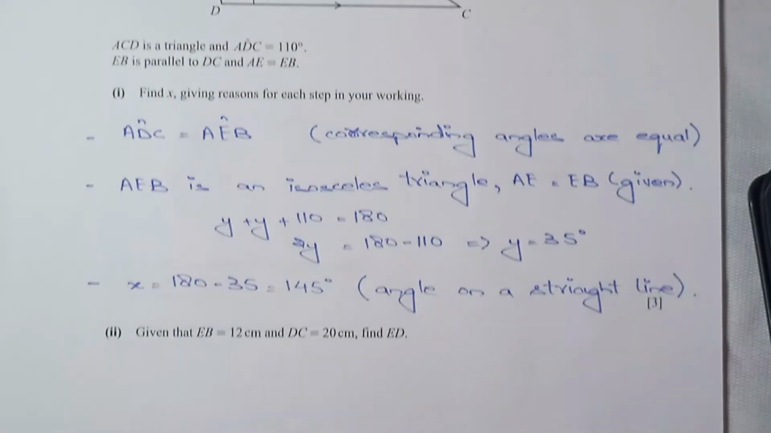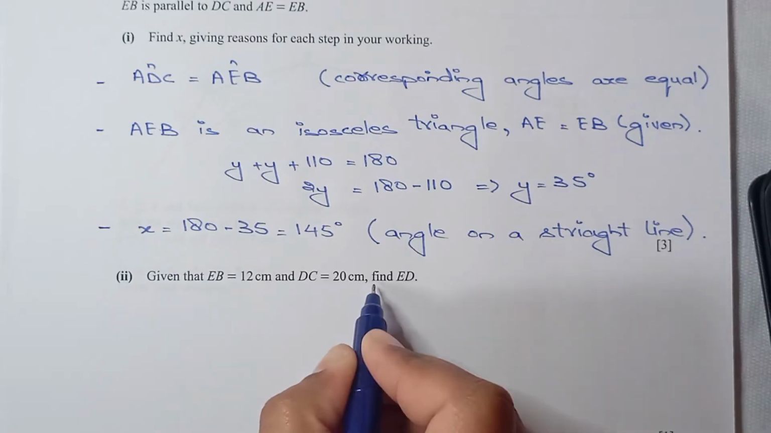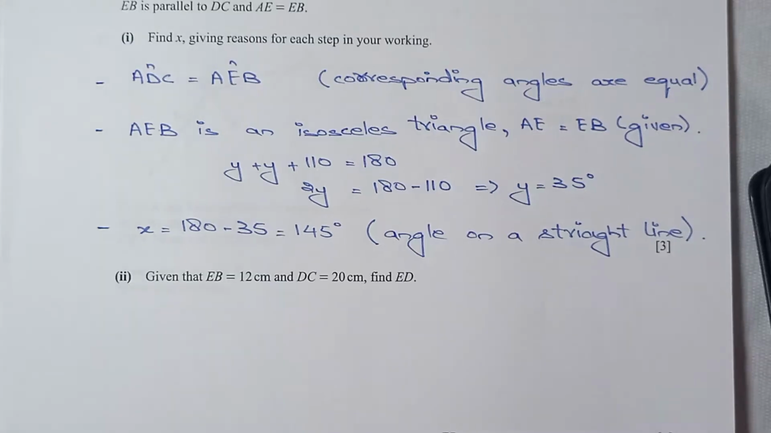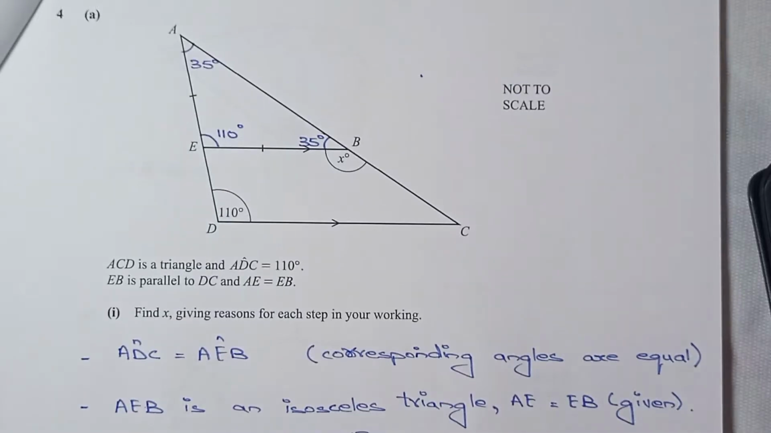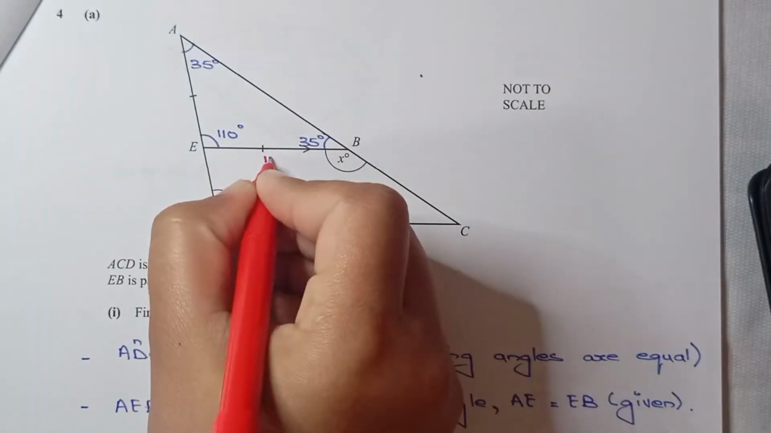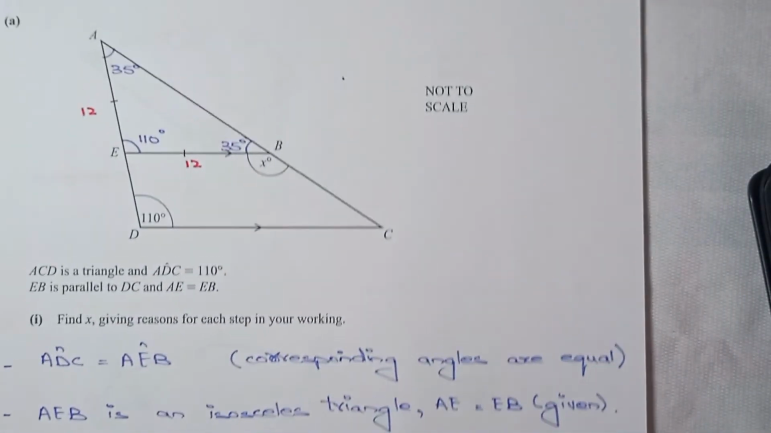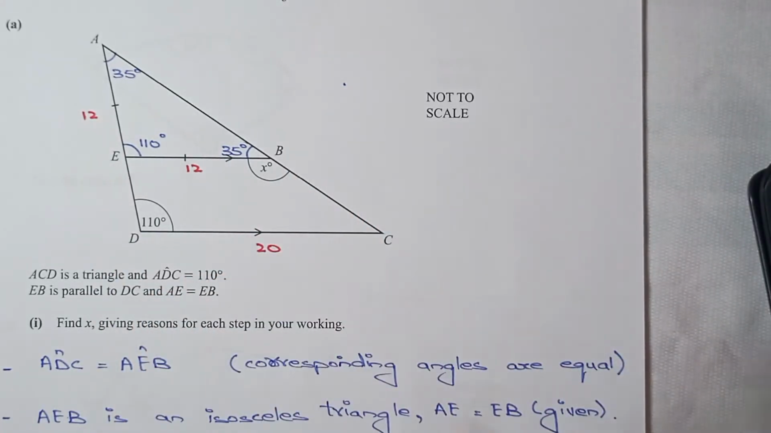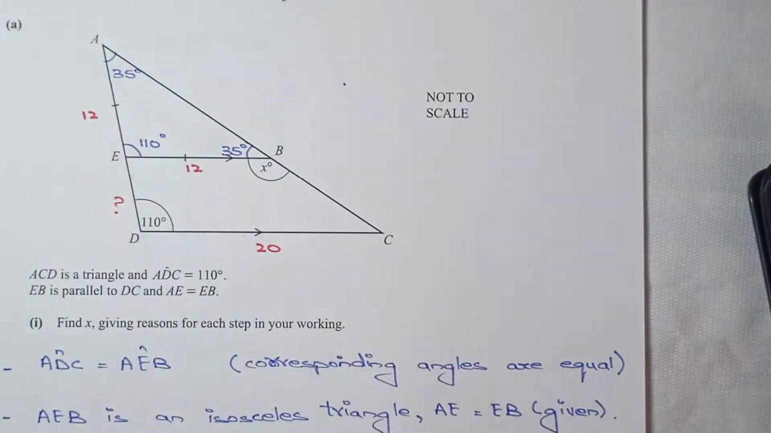Right. Now for the second part, given that EB, a DC, and we need to find E to D. Okay, so we have been given EB and DC. So where is EB? That is 12. E to B is 12, then it means A to E is also 12 because this is an isosceles triangle. And DC is 20, D to C, this is 20. And we need to find ED, this side we need to find. Let's say this is a question mark, right?